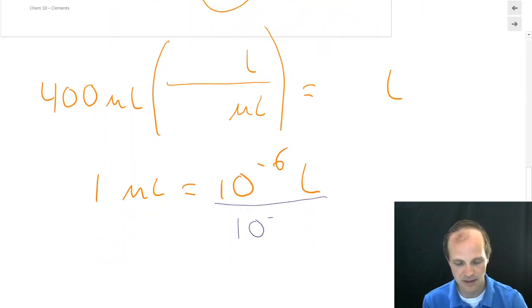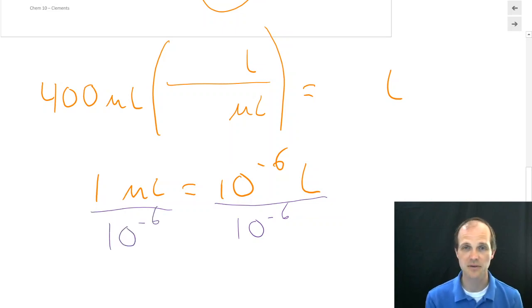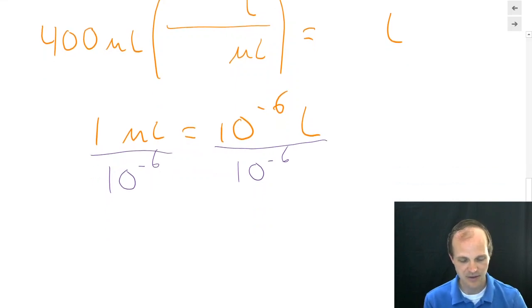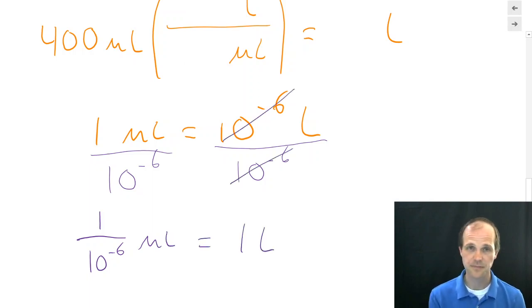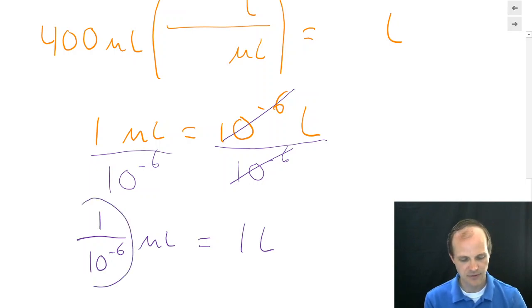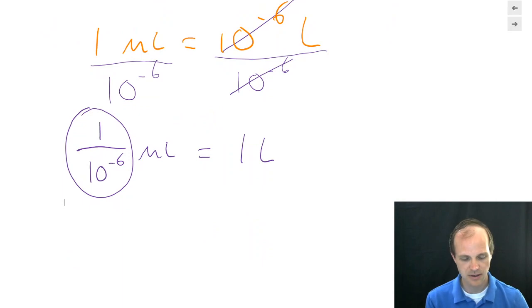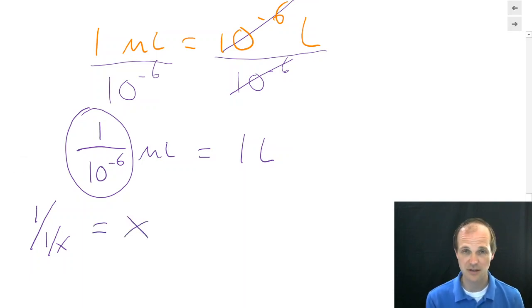I'm going to divide both sides by 10 to the minus 6. And I can certainly do that, right? You can divide both sides by the same number, and you get the same number. So now what I've got is 1 over 10 to the minus 6 microliters is equal to, well, these guys cancel out and give me 1 liter. Okay? Now, if you remember from algebra, if you have 1 over something, that's equal to something. You can also plug it in your calculator. Divide 1 by 10 to the minus 6, and hopefully you will get 10 to the positive 6.